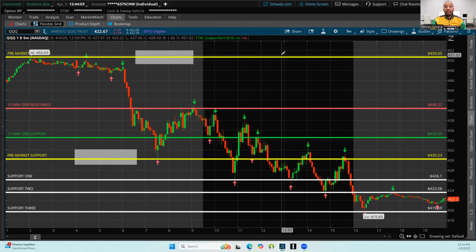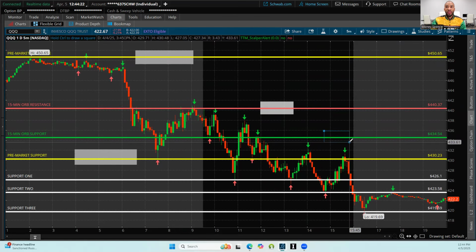This 15-minute candle closed at approximately 9:44 a.m., and that's when we were able to develop our key resistance level. That was at $440.37. And we were also able to develop our key support level. That was at $434.54. So these levels were developed from the first 15 minutes of the trading day.